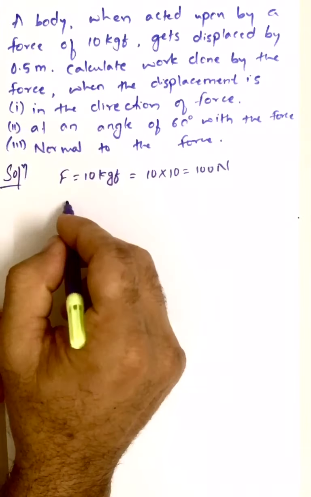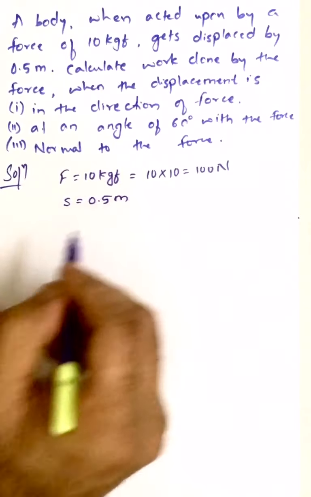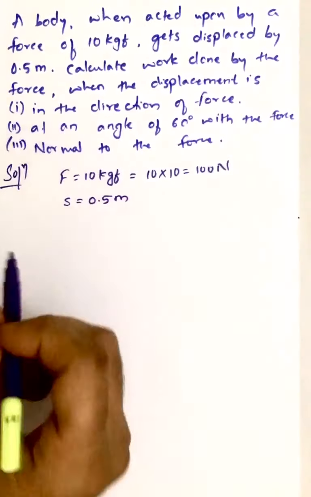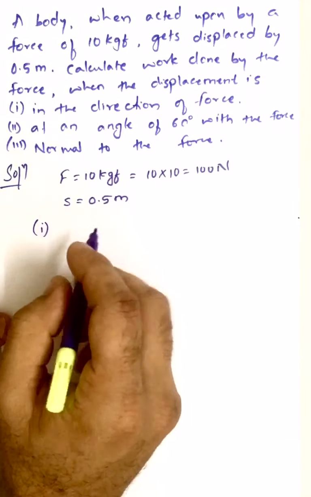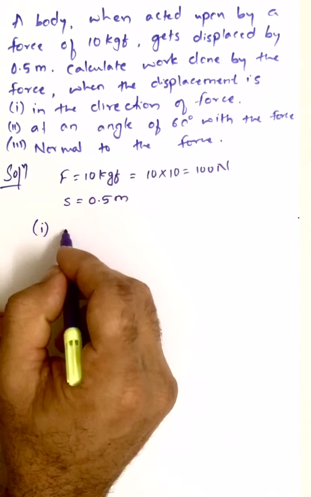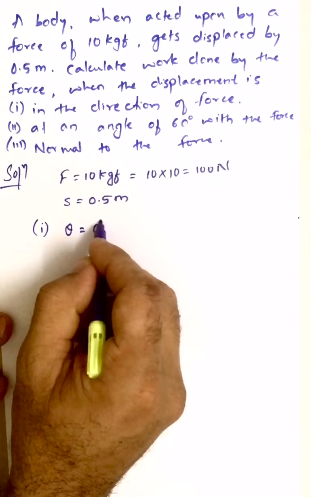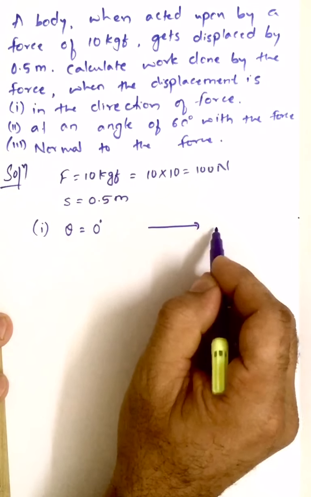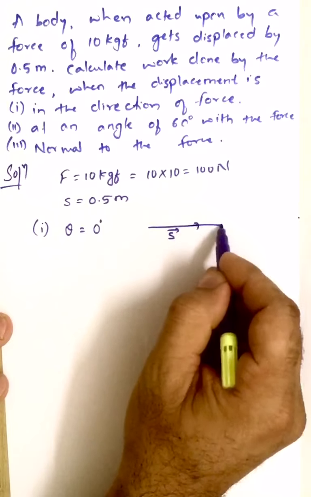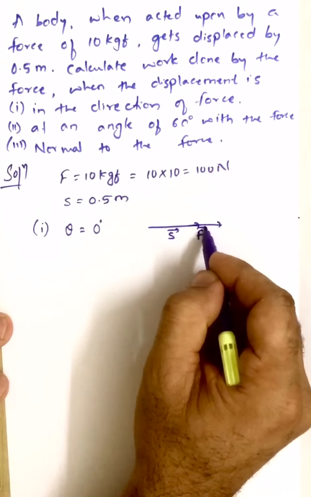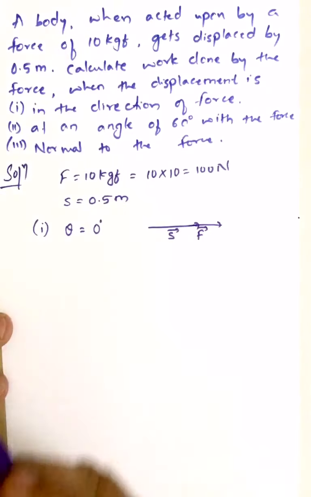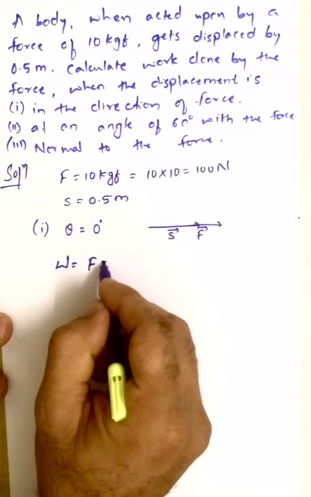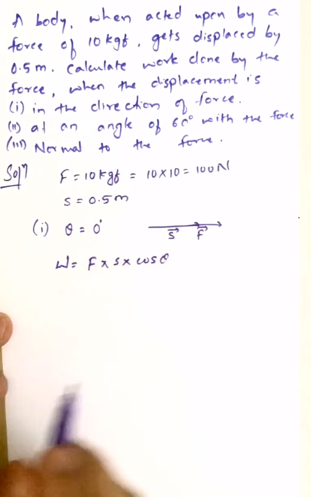The displacement is 0.5 meters. Calculate the work done by the force when the displacement is, first question, in the direction of the force. In the direction of the force means what? What is the angle theta? 0 degree. Why is it 0 degree? Because this is the direction of the displacement, and the same direction is there for the force. So what is the angle between the direction of displacement and the force? 0. So therefore work done is equal to F into S into cos theta.